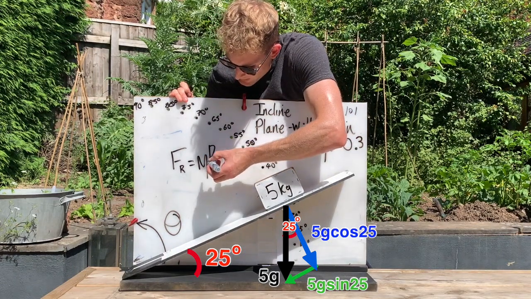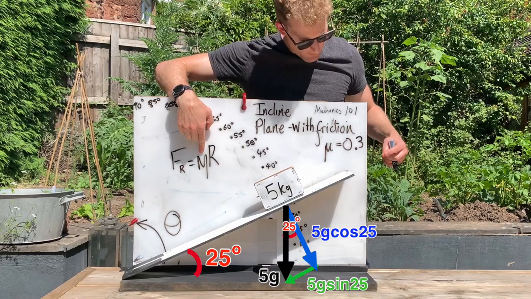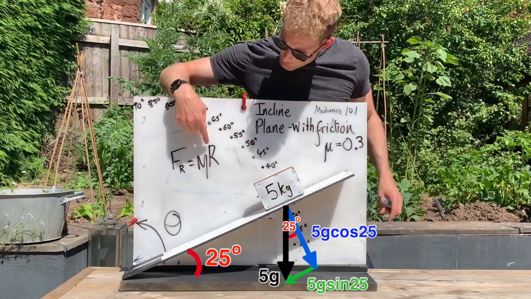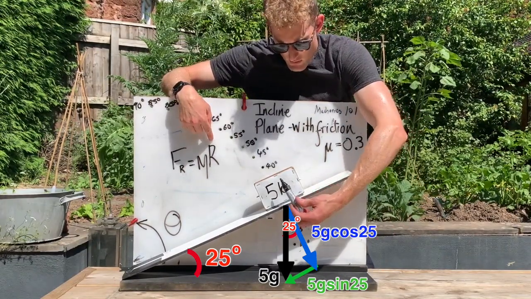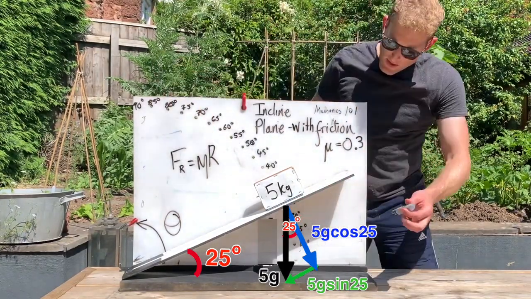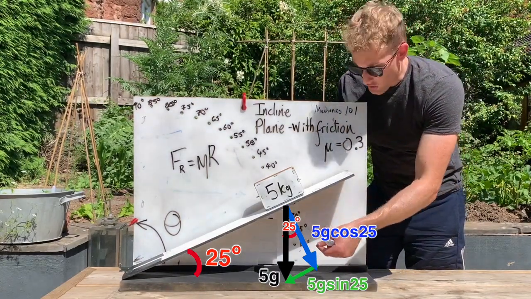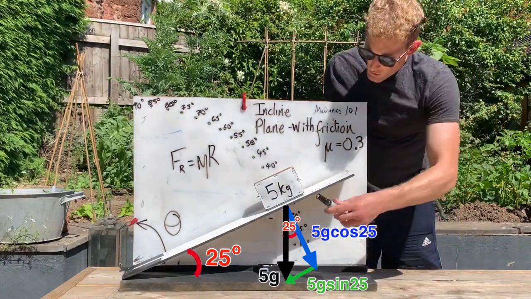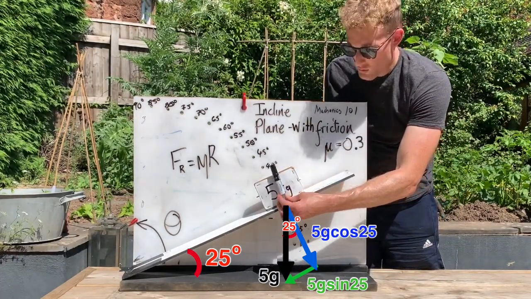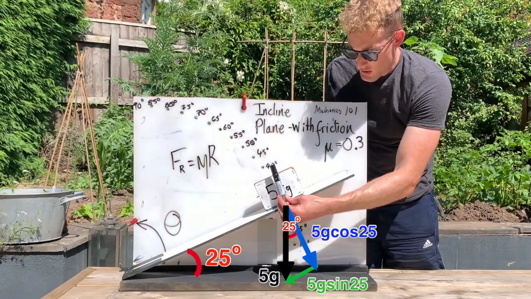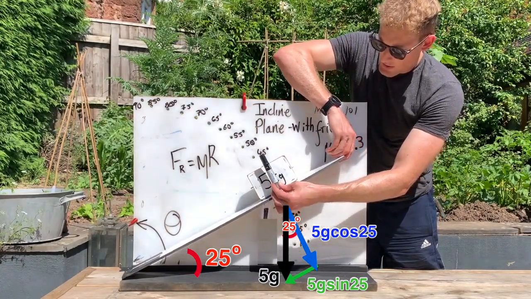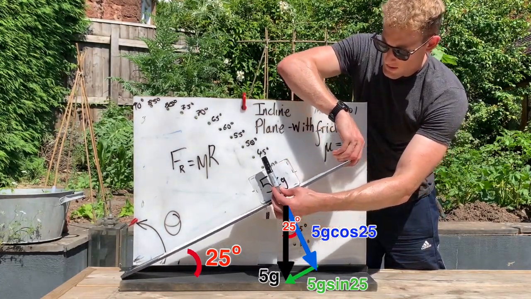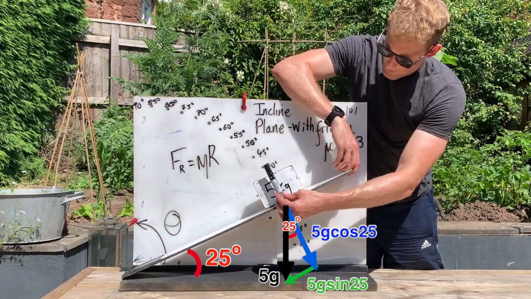Mu r. Now remember, the mu is our coefficient of friction, and I've made it 0.3. That's just arbitrary, just made it up. Now the r is the reaction force this way on the slope. So this component here of 5g cos 25 is that r value. On my slope, my reaction force will always be perpendicular to the slope. So it doesn't matter how much I incline it, it's always going to stay at that same angle. It starts vertically, and it's going to stay at that angle.